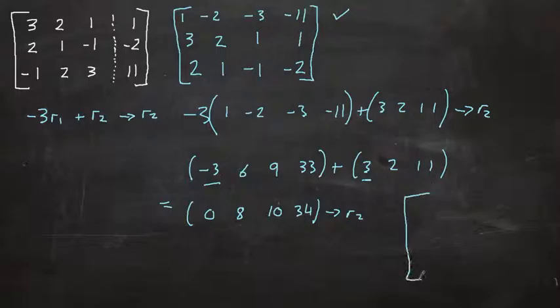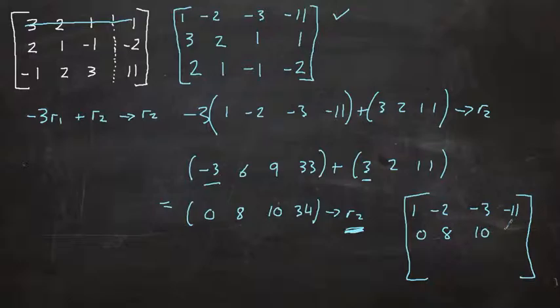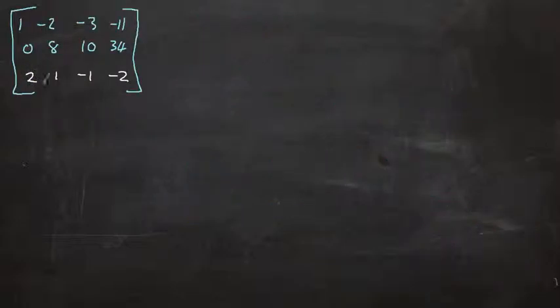So we can rewrite the matrix now. Row 1 is no longer that, we've changed it to this. So row 1 is 1, minus 2, minus 3, minus 11, and the new row 2 is 0, 8, 10, 34. And row 3, we haven't done anything to row 3 yet, so it's still the same. So it's 2, 1, minus 1, minus 2. Remember, what we need is 2 zeros at the start of row 3.